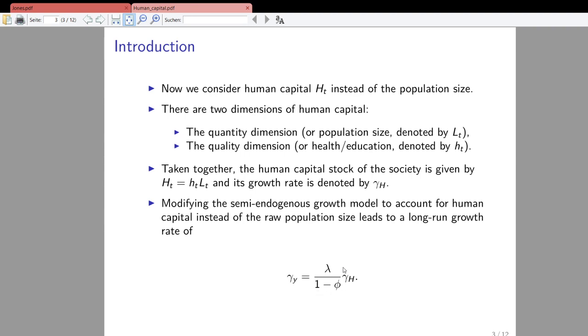Here we still have the same parameters as in the semi-endogenous growth model, the parameter related to the stepping on toes effect. So if this increases, the stepping on toes effect becomes weaker, and the intertemporal knowledge spillovers. So if they increase, then the denominator gets smaller, and the growth rate would, ceteris paribus, increase.